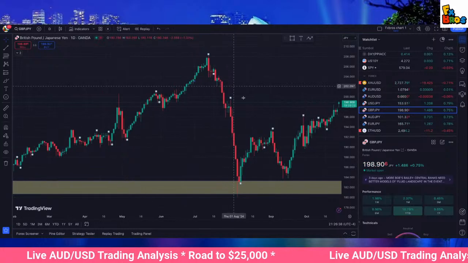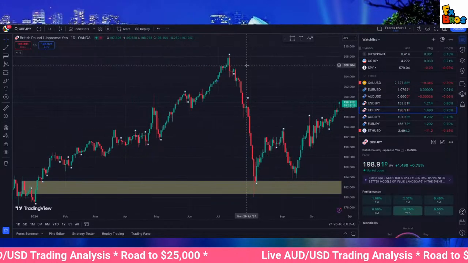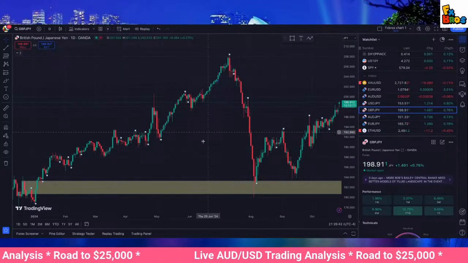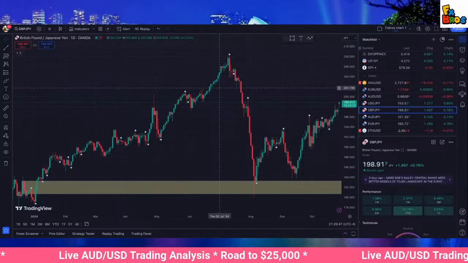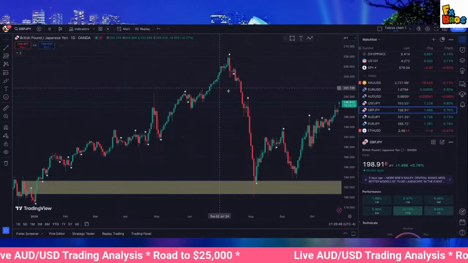I'll put the house on all these Jappy pairs on buys. I'm keeping it honest with you. Just find that right dip. Find that dip, but I'll put the house on.